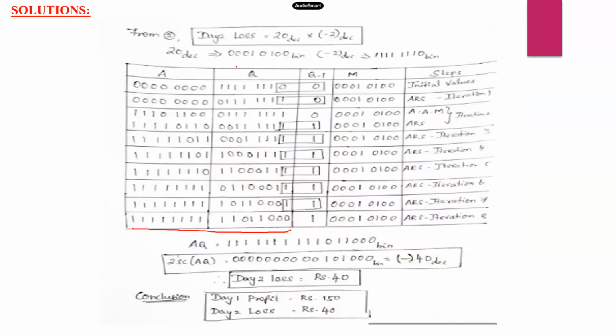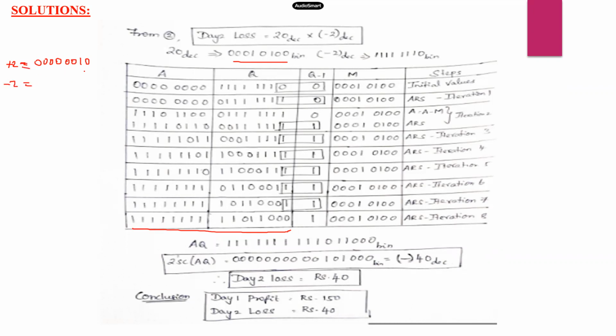This is the binary number of 20, and everything will be represented in terms of 8 bits. So for plus 2, the binary number is 0 0 0 0 0 0 1 0. This is plus 2. For minus 2, you have to take the 2's complement of plus 2.